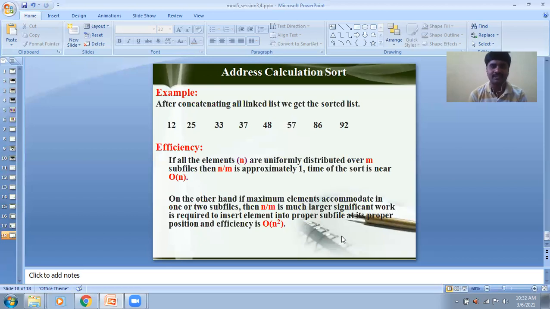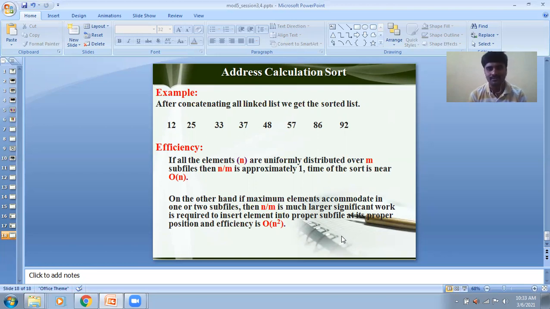Now we want to calculate the efficiency of the address calculation sort. If all the n elements are uniformly distributed over m subfiles, then n by m is approximately 1, and the time of the sort is near O of n. On the other hand, if the maximum elements are accommodated in one or two subfiles, then n by m is much larger, significant work is required to insert the elements into the proper subfile at its proper position, and the efficiency is O of n squared. That is the efficiency of the address calculation sort.